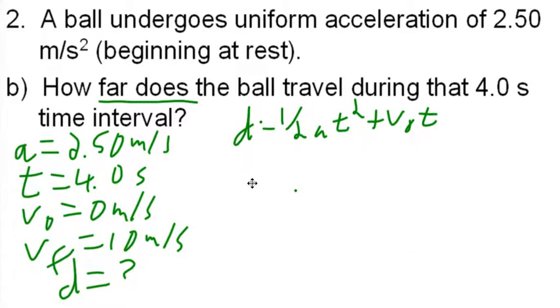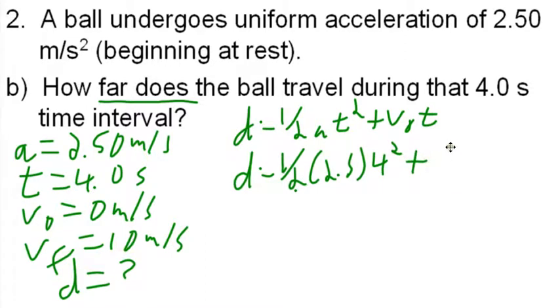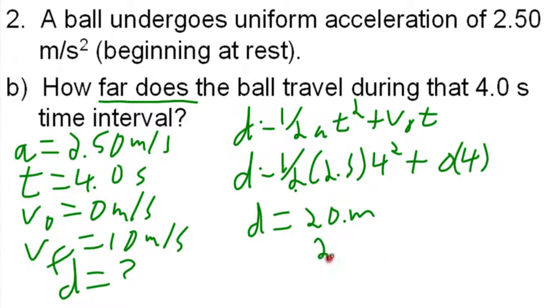And so, when we work this out, we have d is equal to 1/2 times 2.5 times 4 squared plus V naught, which is 0, times 4. When we work this out, we get d is equal to 20 meters. Again, we have two significant figures, so with engineering notation, we could do 20 dot, or if we want to use E notation, 2.0E1 meters.